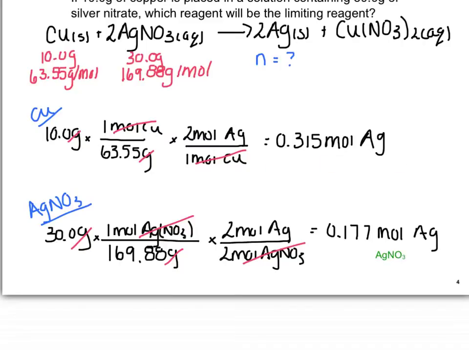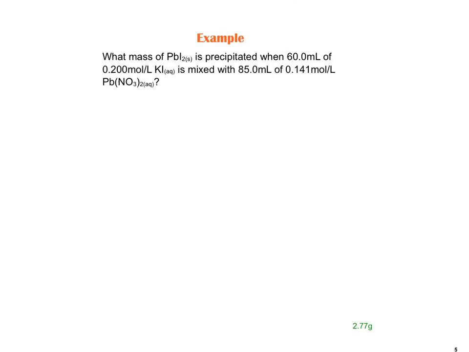All right, so we would continue the problem if I was asked to solve for the mass of a product formed with AgNO3. All right, what mass of PbI2 is precipitated when 60 mL of 0.2 molar KI is mixed with 85 mL of 0.141 molar Pb(NO3)2? So we need to write out our balanced chemical equation, and instead of using masses this time, we're using concentrations and volumes to find moles of our reactants. And I'm going to find moles of PbI2 precipitated. So let's start with our reaction here.